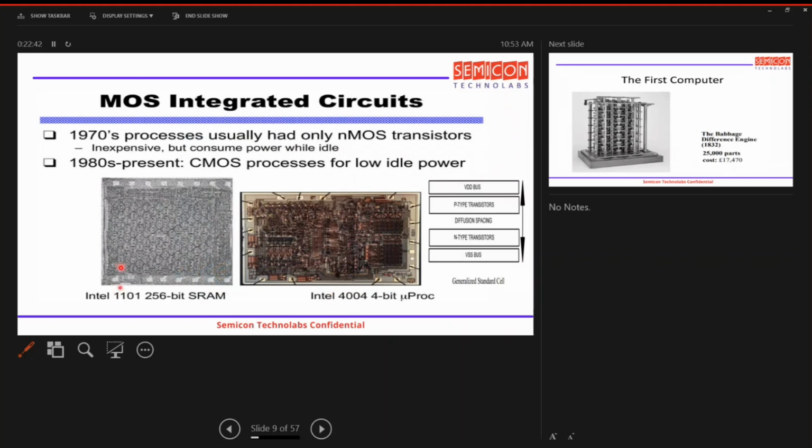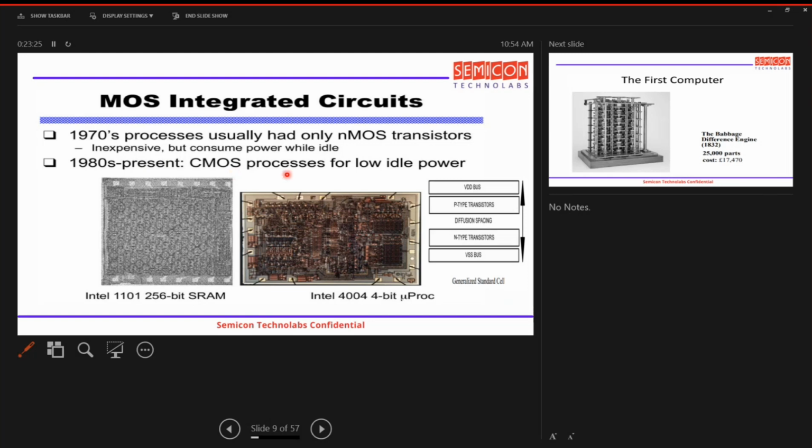Mass integrated circuits. 1970s processors usually had only NMOS transistors. Now we have PMOS as well. Initially we began the transistor technology only with NMOS, and gradually, because of disadvantages in NMOS, because it was expensive and consumed more power when idle, the industry had to evolve with PMOS as well. PMOS means P-type transistor, NMOS means N-type transistor. That's how we have the CMOS process in place, which has both the N-type transistor, which is NMOS, and the P-type transistor, which is PMOS.